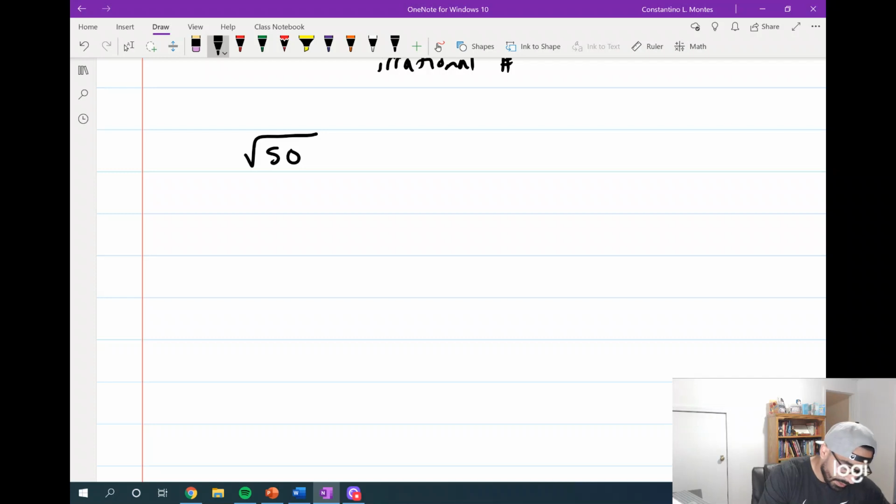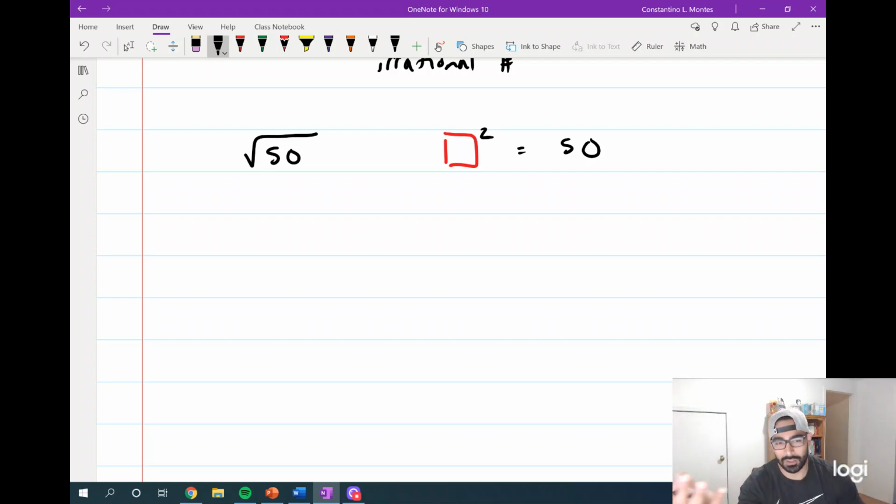And we're trying to figure out what number to the power of 2 gives me 50. Now here's the thing, this one doesn't actually work, right? 5 times 5 is 25, 6 times 6 is 36, 7 times 7 is 49. Ooh, that one's really close. But then 8 times 8 is 64. So this one doesn't simplify down to a whole number. But there's this thing that we could do that's called simplifying a radical.